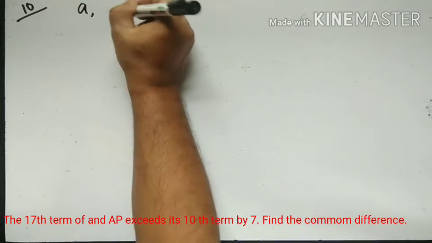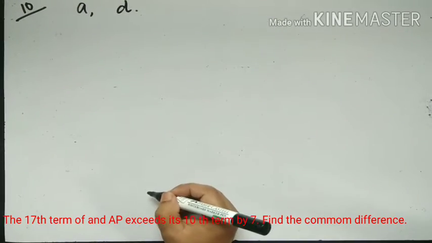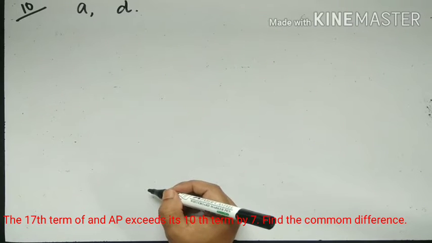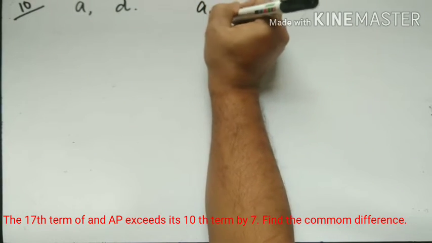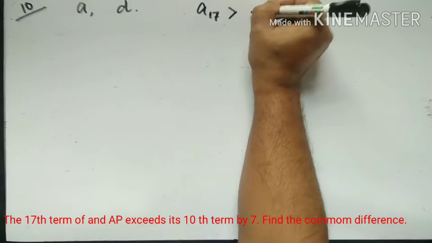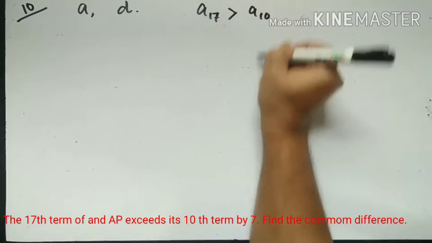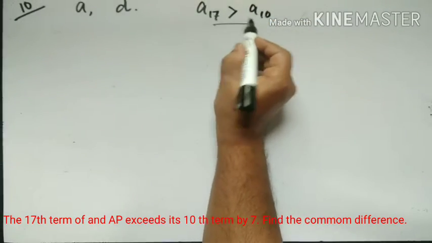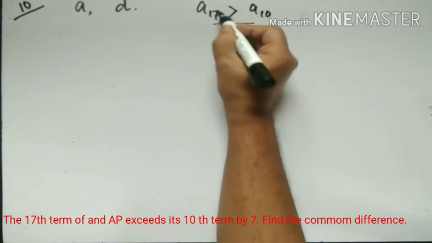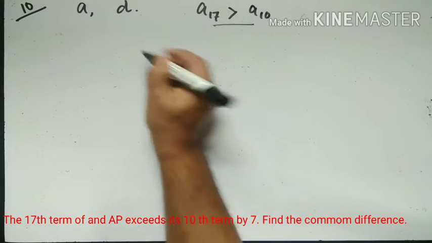Let the first term be A and common difference be D. Now, what is given here? The 17th term is greater than the 10th term. Now, how much greater? It is 7 greater. The 17th term is greater than the 10th term by 7.